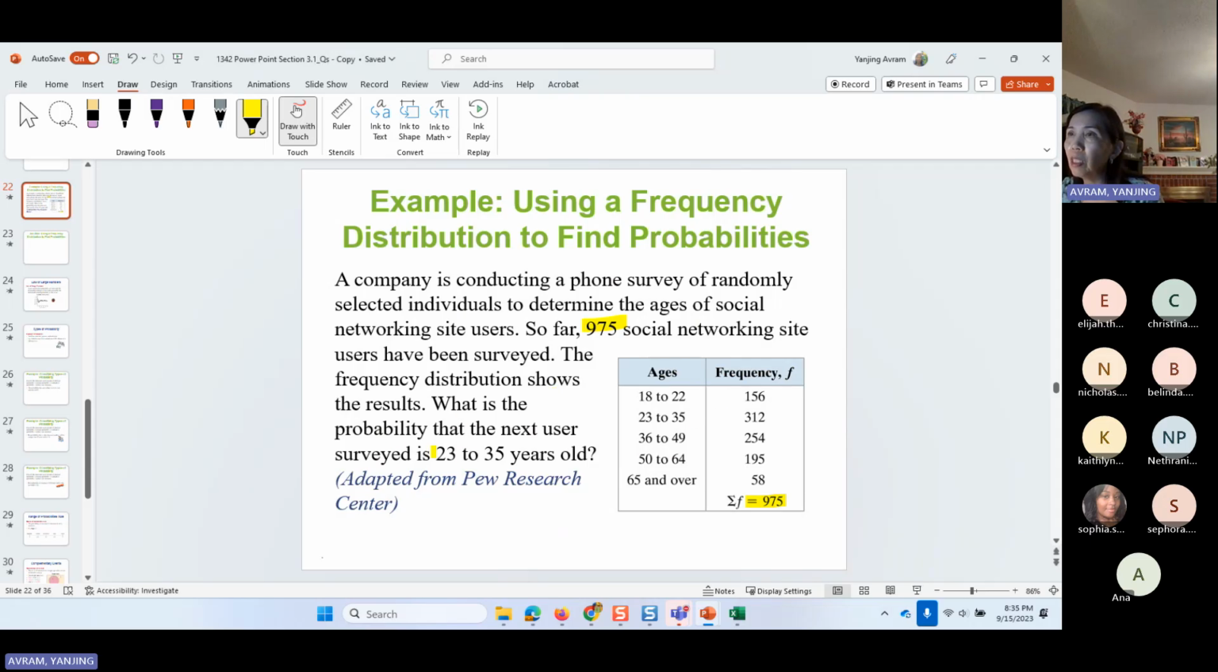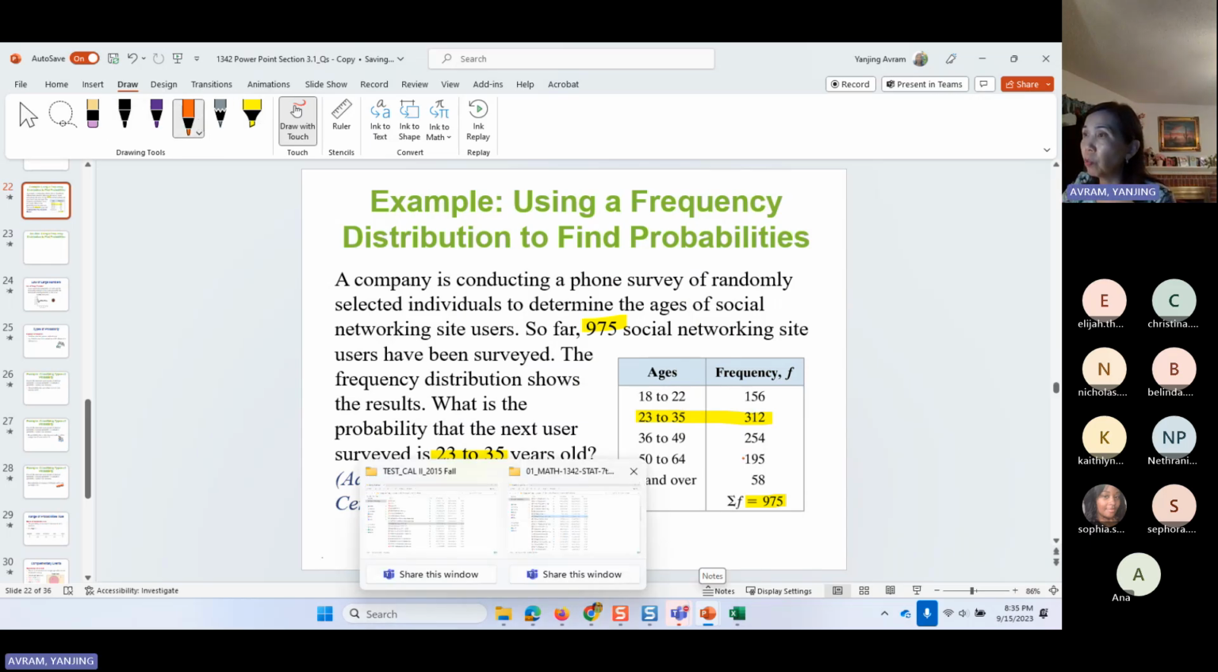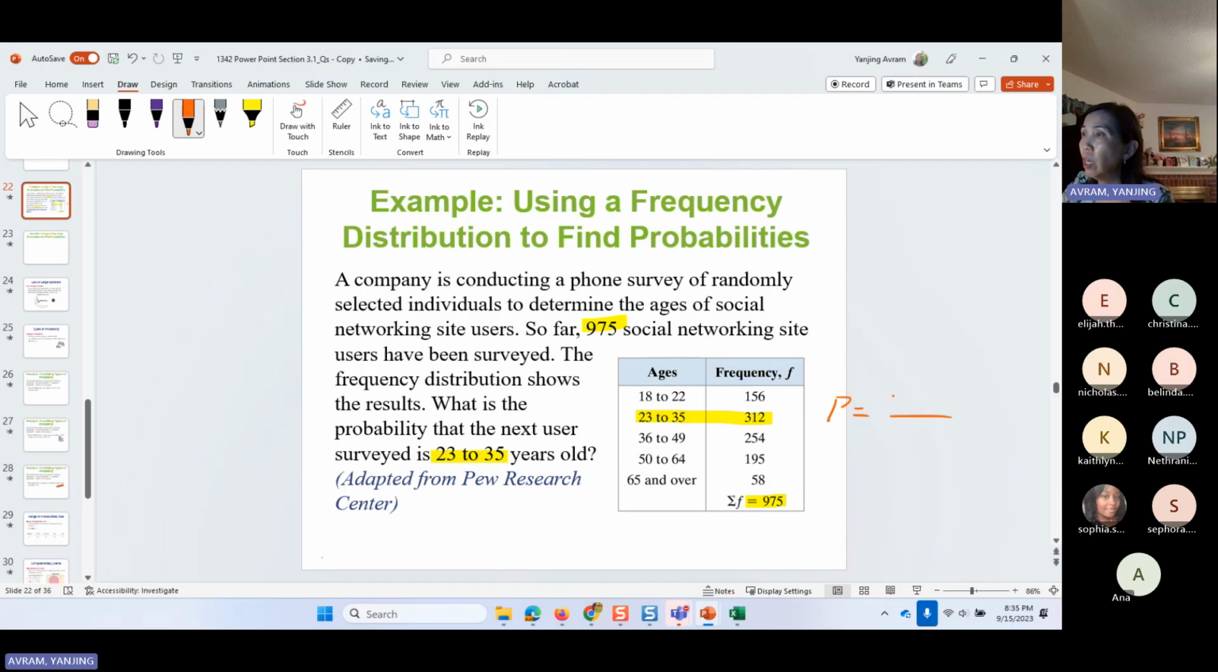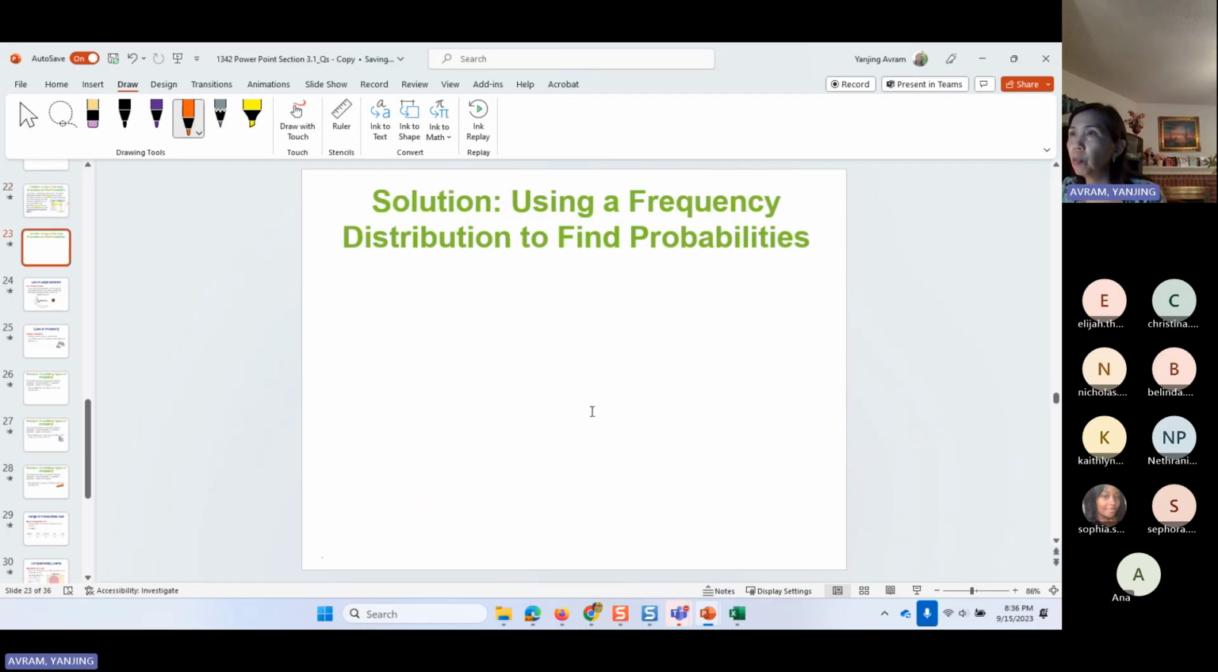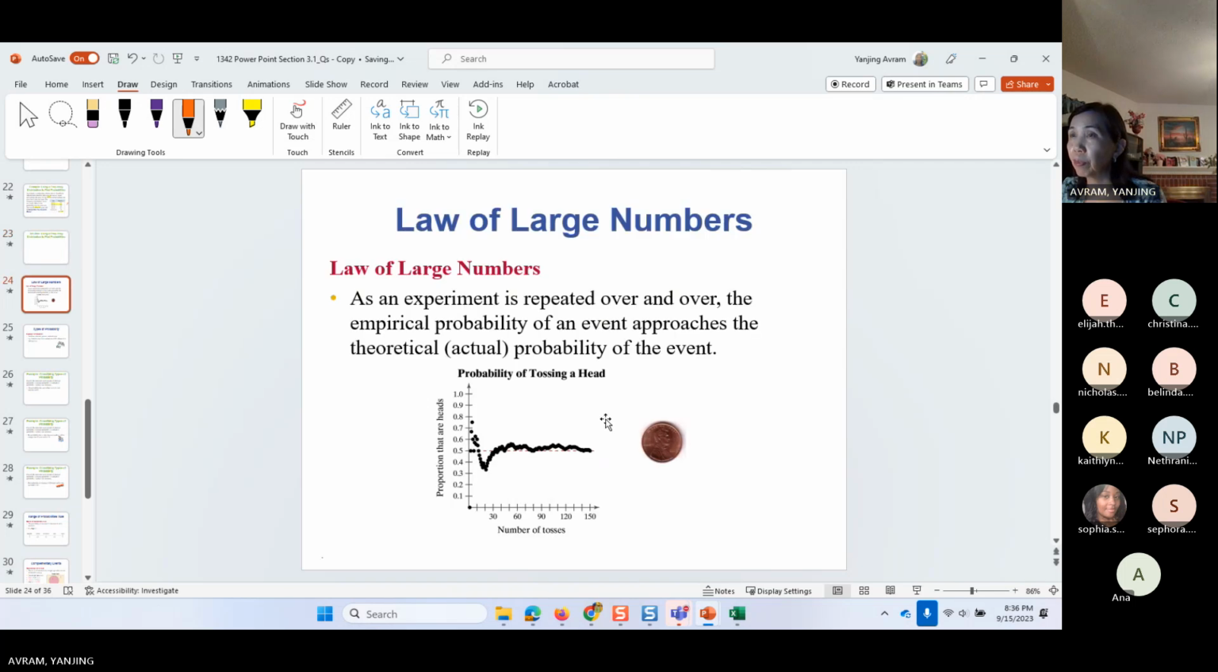We're going to find the probability that the next person surveyed is between 23 and 35. So this is 23 to 35 here. What's the probability for this age group? For probability you use f over n. n is the sum, which is 975, and the frequency for age 23 to 35 is 312. Then you just divide and find the answer. So it's pretty straightforward that way.